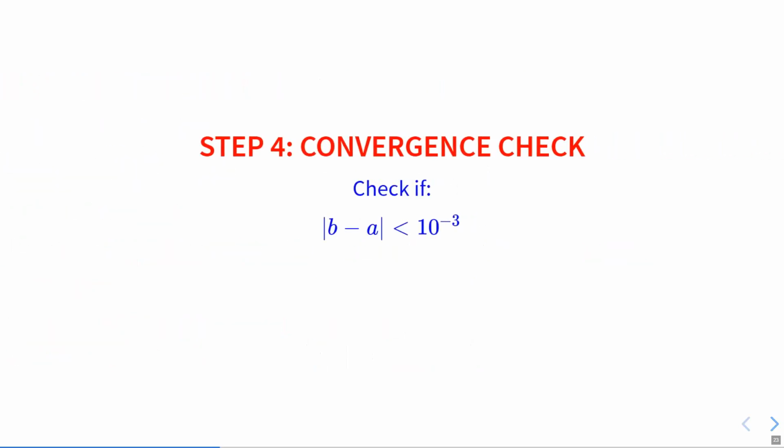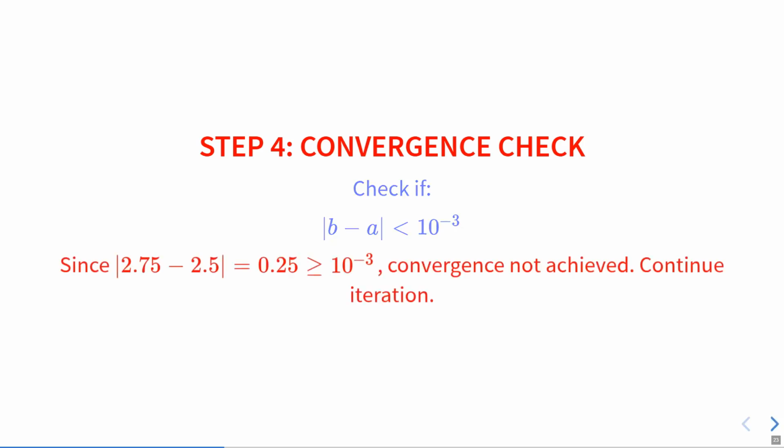Now again we have to find the midpoint, and again we have to check the function. So now here I am going to check the convergence: b minus a should be less than 10 to the power minus 3. Here b is 2.75 and a is 2.5, so the difference is 0.25, which is greater than 10 to the power minus 3. So convergence is not achieved, so continue the iteration. In a similar way we can again bisect, check f(c), and do the calculation.